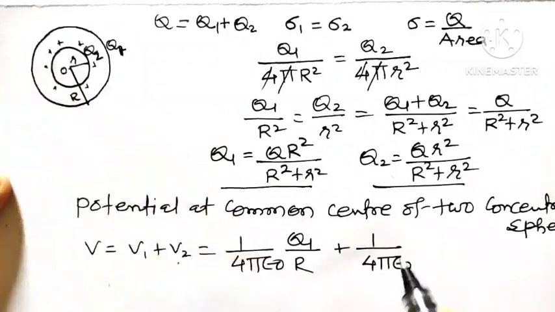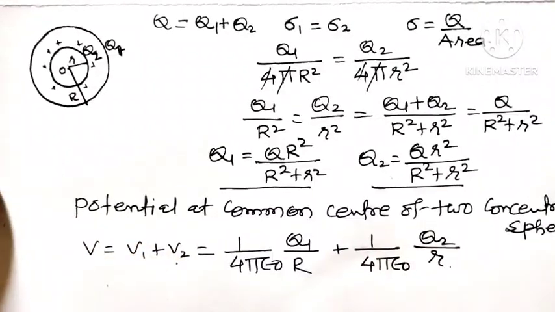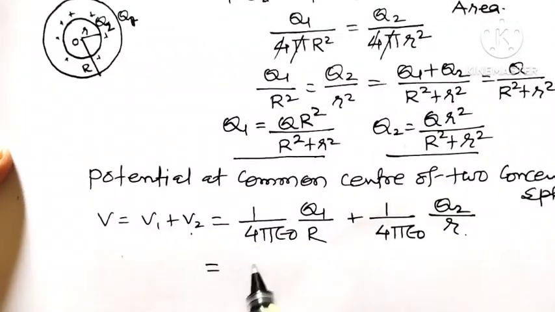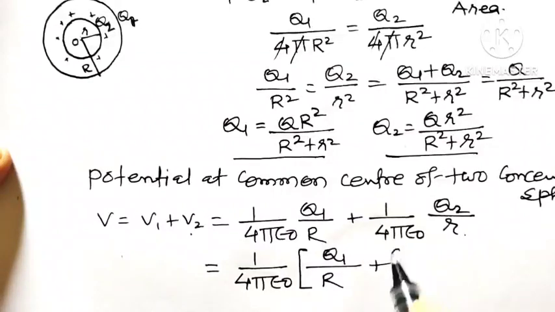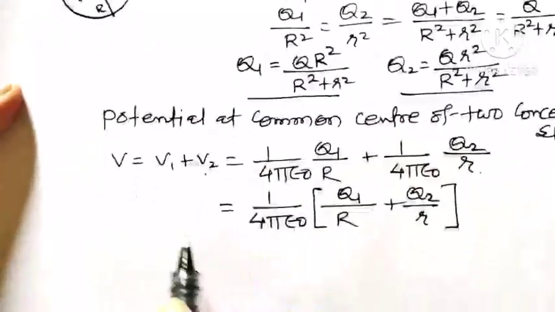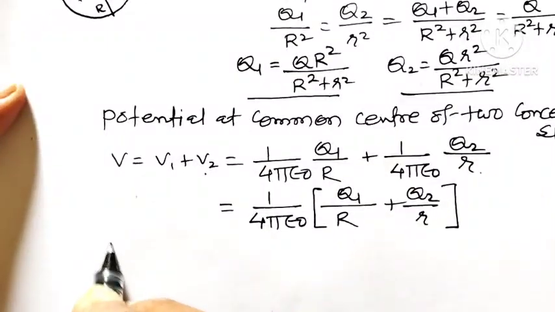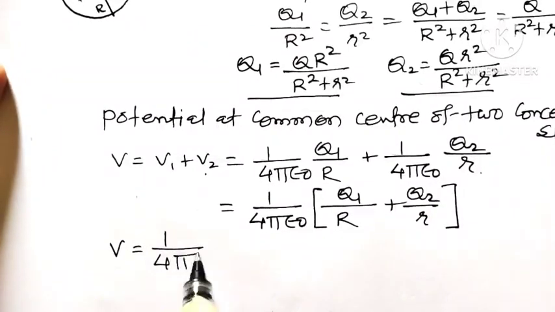The charge on the smaller sphere is Q2 and its radius is small r. So taking 1 upon 4 pi epsilon 0 common, in the bracket we have Q1 divided by R plus Q2 divided by small r. Now we can put the values of Q1 and Q2 into this equation to get the net potential at the common center.